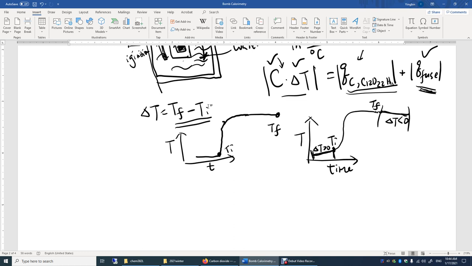And where's the room temperature? Maybe somewhere here, I don't know. And then what we need to do is look at this delta T, and we need to subtract the temperature change caused by the heat flow. So if this is the room temperature from here to here, we're going to assume heat flows into this calorimeter and causes some temperature change.